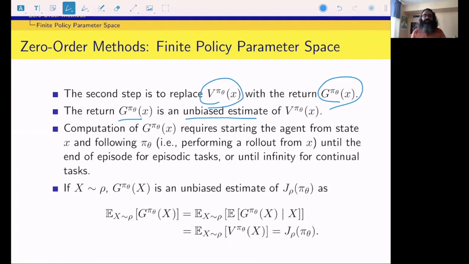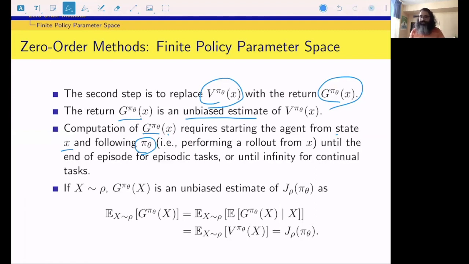And how can we compute the return? We had seen it before. So g of pi of x requires us to start the agent from state x and then follow pi theta. So we are doing a rollout from x. And then depending on whether the problem is episodic or not, we go until the end of the episode, or if it is a continual task, we go until infinity. Of course, in practice, we don't go until infinity. We truncate after some point. But in the framework of continuing tasks, the end of the episode is infinity.